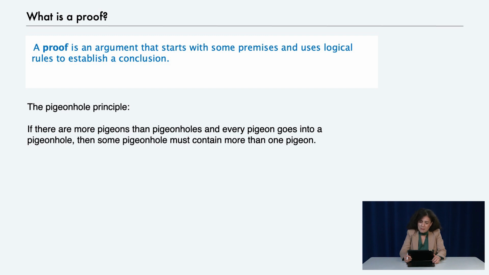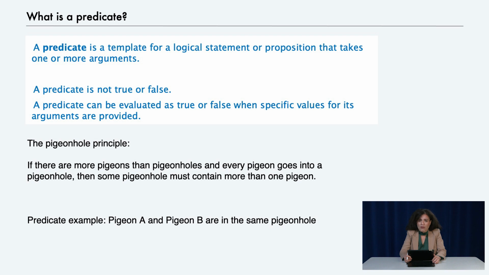When we make claims, we often use predicates. Predicates are templates for logical statements or propositions that take one or more arguments. Predicates themselves are not true or false, but predicates can be evaluated as true or false once we assign specific values for arguments. So back to the pigeonhole principle.